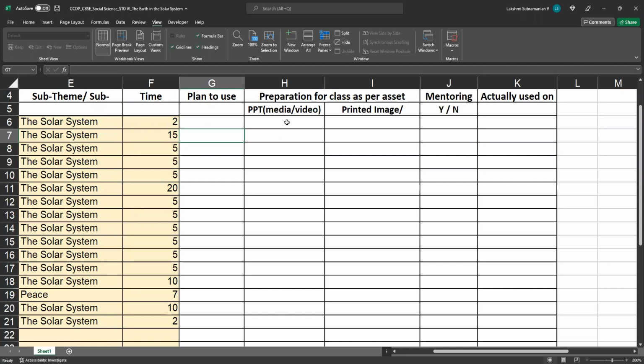So this again is the printed image. When do you want to use it, and what kind of image you want to use? Any reference you have, if you want to pick up something from the library and show them, any of that, you are planning on mentioning it here, right?